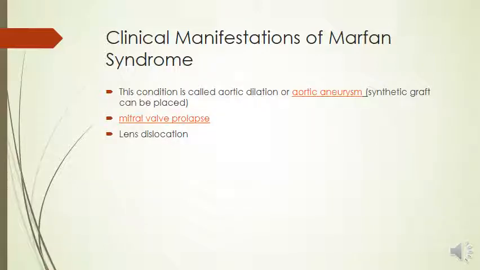Continuing on with the clinical manifestations, we see that they are prone to have an aortic dilation or aortic aneurysm. And today, if you catch it in time, you can put in a synthetic graft. They also can get mitral valve prolapse and lens dislocations.